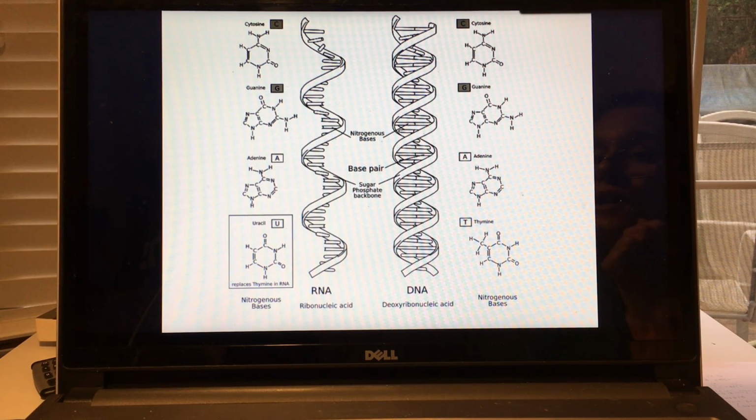So what you really need to look for is whether there is thymine or uracil. If you see uracil, you are 100% sure that you are looking at RNA. If you see thymine, or T's, in the diagram, you know for sure you are looking at DNA.